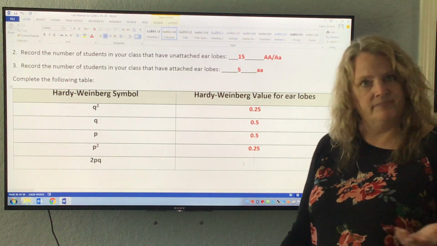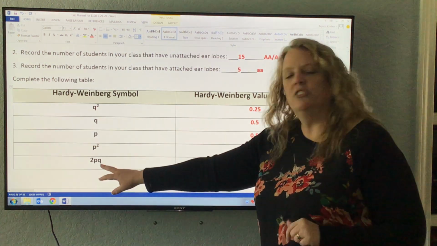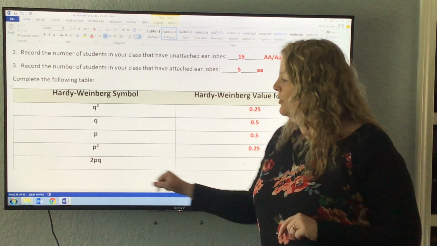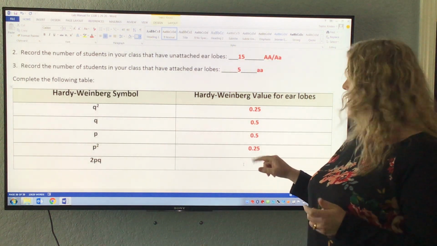And then finally, last one, and then we're done doing the math, okay, is to solve for the heterozygous genotype. And it's 2 times p times q. So it's going to be 2 times 0.5 times 0.5.